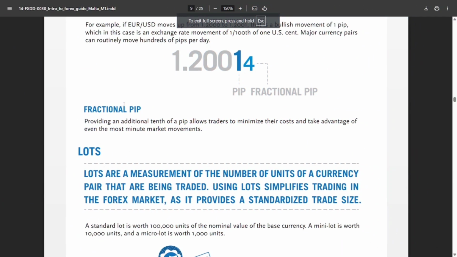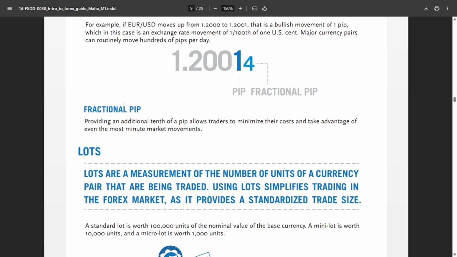First, let us talk about fractional PIP. What is fractional PIP? If you remember, we talked about a PIP. And now we want to talk about fractional PIP. This is providing an additional sense of a PIP, allowing traders to minimize their cost and take advantage of even the most minute market movement.